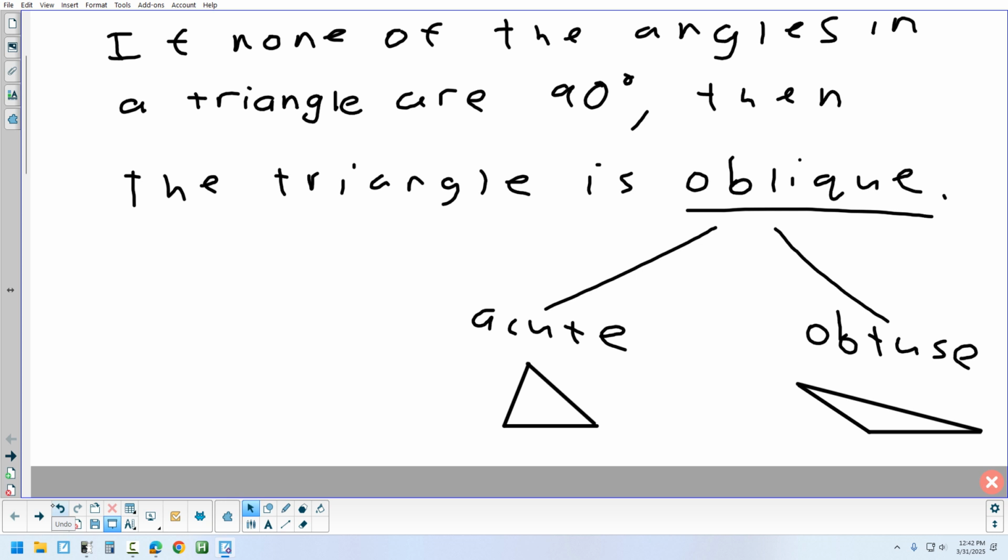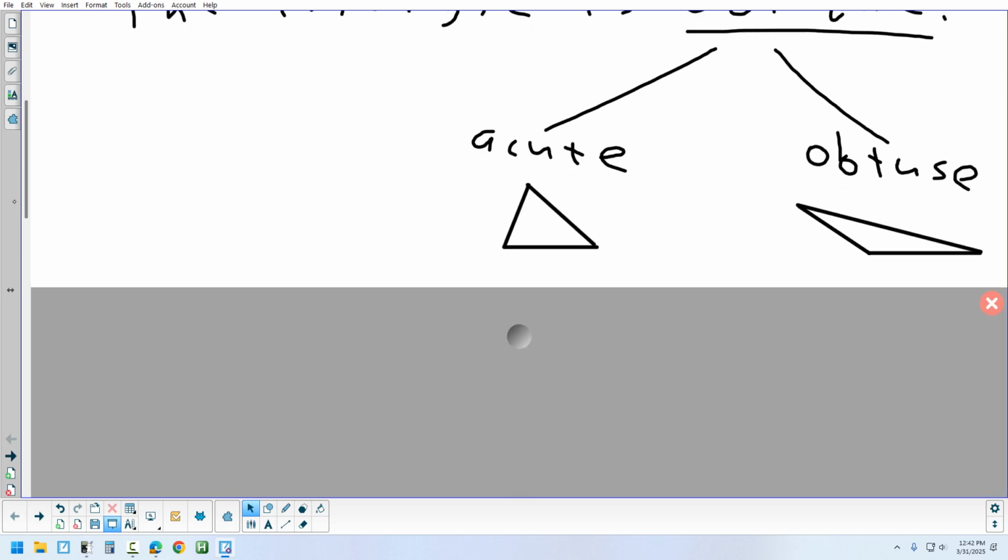One type is called an acute triangle. Think of like an equilateral. All the angles are 60. They're all smaller than 90. The other kind of triangle you can have that doesn't have a 90 is where there's one angle bigger than 90. Could you have two angles bigger than 90? No. Because they have to add up to what? 180. Yeah. So even though we don't have a 90, they still have to add up to 180.